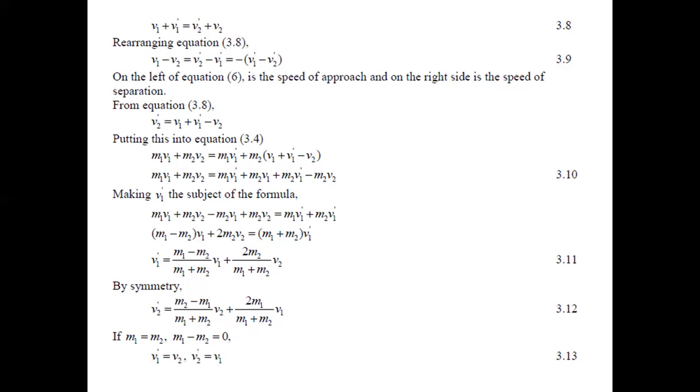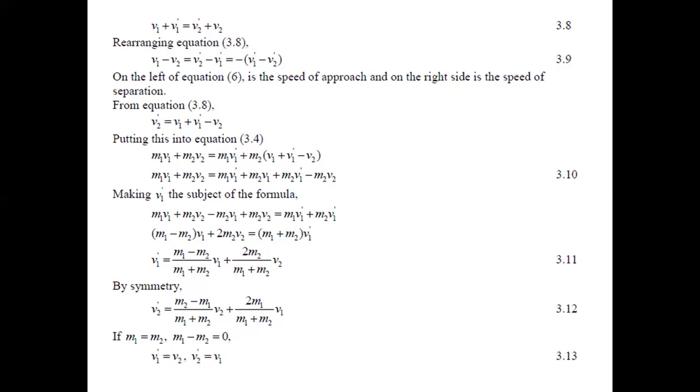If we rearrange that equation, we get v1 minus v2 equals v2 prime minus v1 prime, which you can write as minus, bringing out the minus, bracket of this, (v1 prime minus v2 prime). What do we have on the left? That is the speed of approach, and on the right is the speed of separation. So from equation 3.8 then, v2 prime equals v1 plus v1 prime minus v2. Can you see that? Just rearranging equation 3.8.